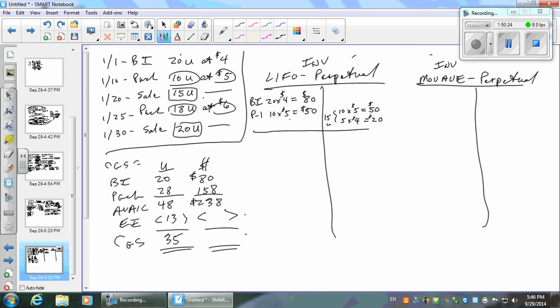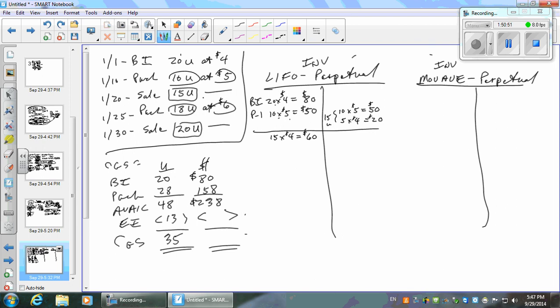What I have right now left then is what? I get rid of all these. I still have 15 at $4. Right? Yeah. I have the original layer left, but only 15 of them because I sold off 5. So that's going to be $60 left. Everybody agree? Okay. Then what happened?